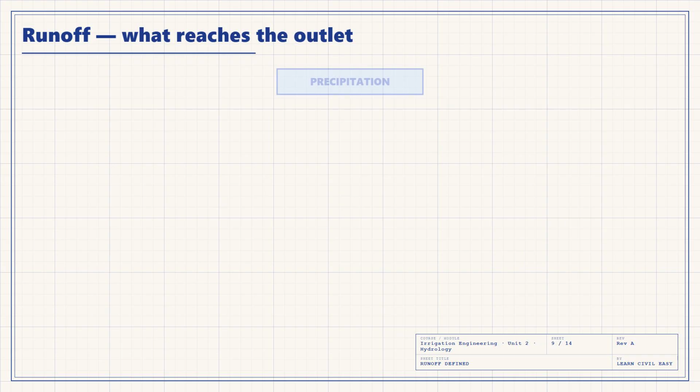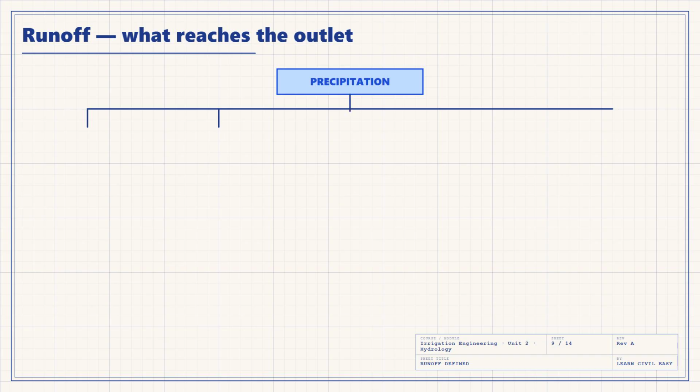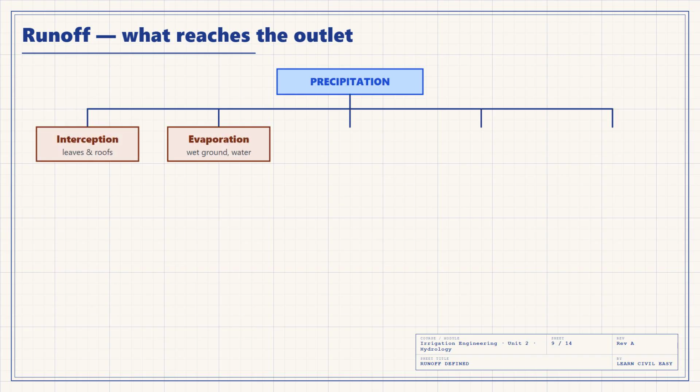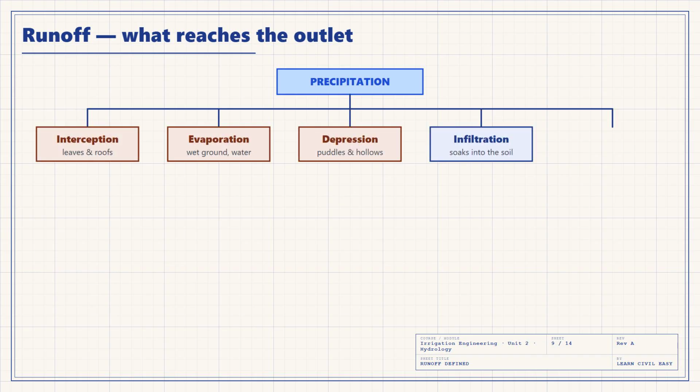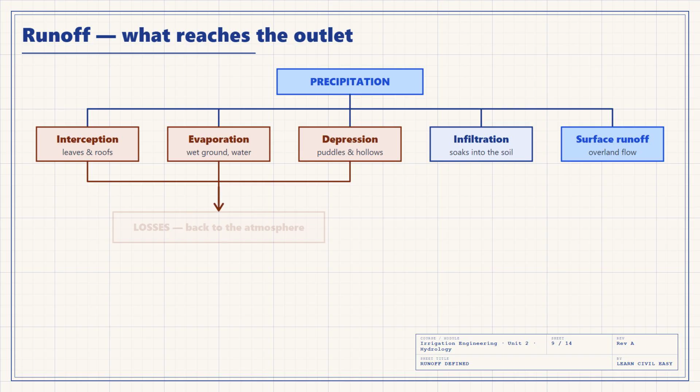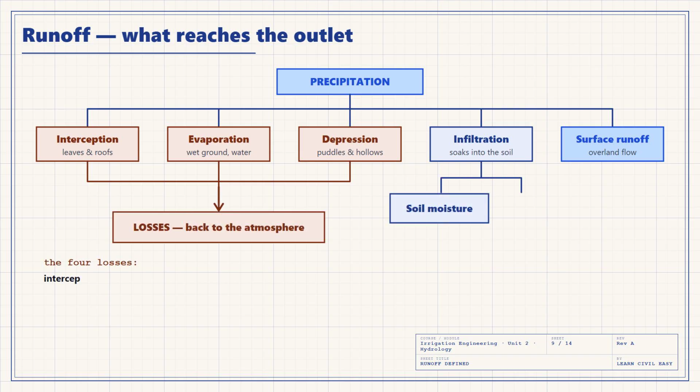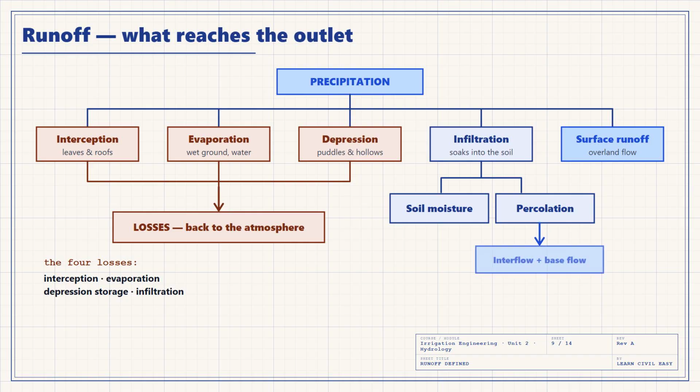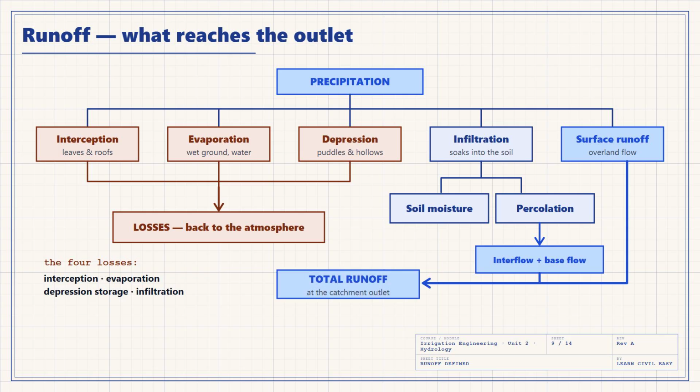So, runoff, here is the definition. Runoff is that part of the precipitation which flows over the land surface and through the stream channels to reach the outlet of the catchment. Follow the chart. Rain falls. Some is intercepted by leaves and roofs and evaporates from there. Some evaporates from wet ground and open water. Some is trapped in puddles and hollows, that is called depression storage. Some infiltrates into the soil where part is held as soil moisture in the root zone and taken up by crops, and part percolates down to the groundwater. And what is left flows over the surface.